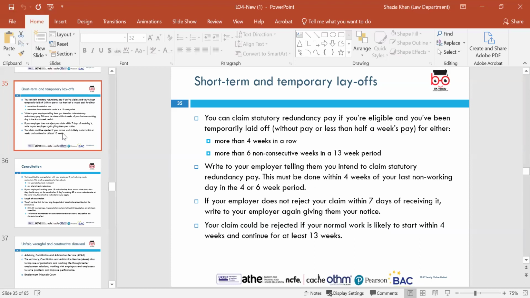You should write to your employer telling them you intend to claim statutory redundancy pay, and this must be done within 4 weeks of your last non-working day in the 4th or 6th period. If the employer does not reject your claim within 7 days of receiving it, write to your employer again, giving them notice. Your claim could be rejected if your normal work is likely to start within 4 weeks and continue for at least 13 weeks.